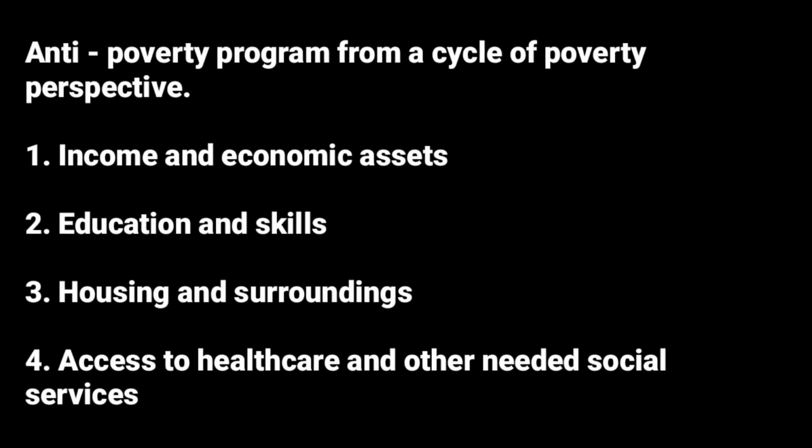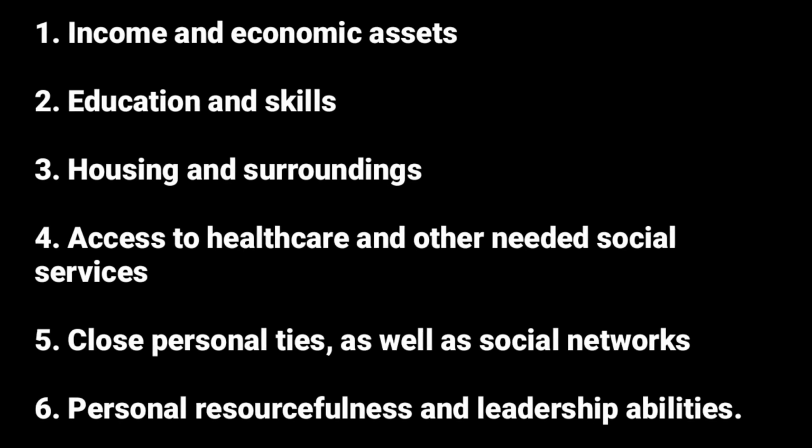Let's look at the anti-poverty programs from a cycle of poverty perspective. What can be done to stop the cumulative and cyclical kind of poverty? The first thing is income and economic assets, by making sure that the income of the people increases, and economic assets, like you introduce people to the economic world. For example, you introduce them to treasury bills, certificates of deposit, savings accounts, and all that, so that they can increase their income and stop the cumulative and cyclical interdependence kind of poverty.